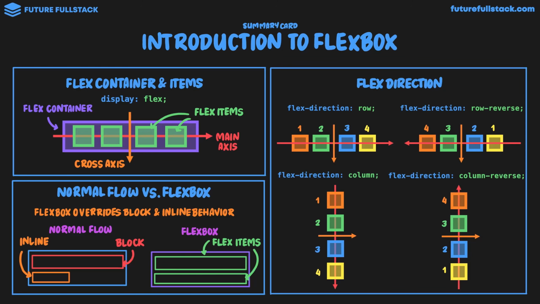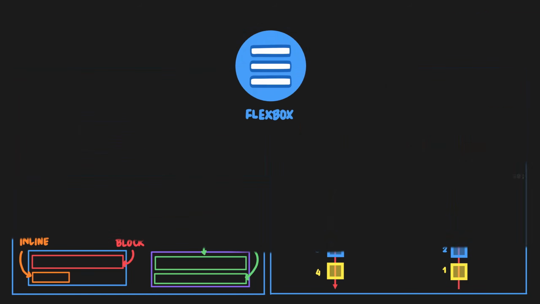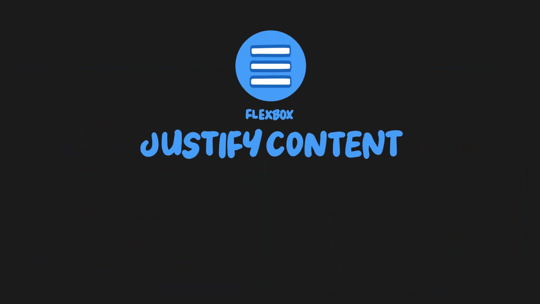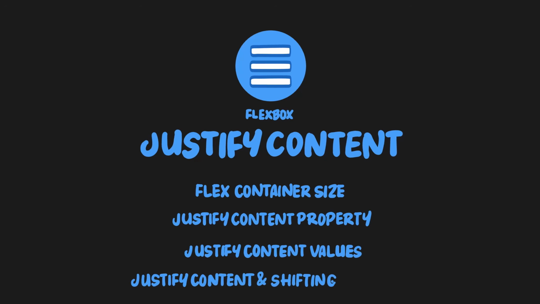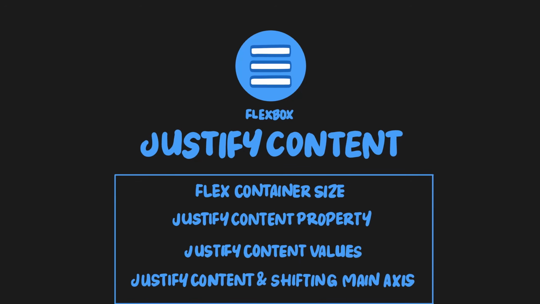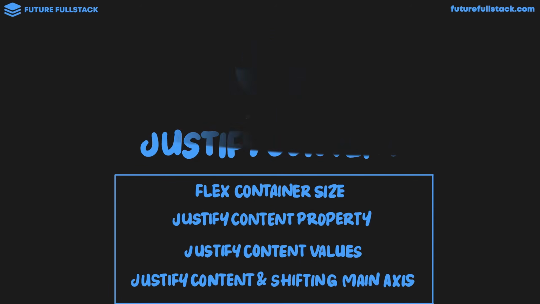Now it's time to learn about how to control alignment and spacing of elements along the main axis using justify content. We'll be looking at flex container size, the justify content property, justify content values, and justify content and shifting the main axis.